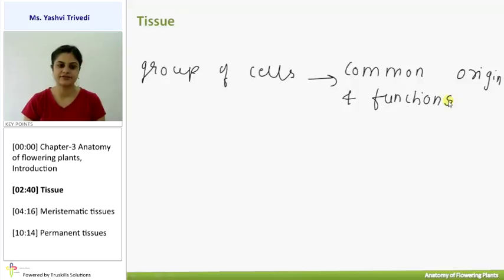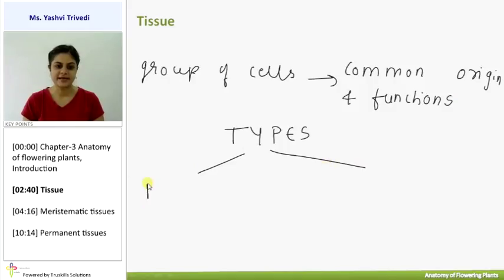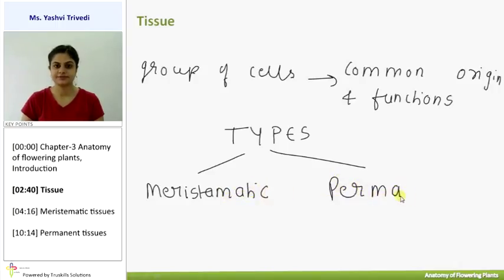Usually tissues are of 2 main types. One is meristematic tissue and another is permanent tissue. Let us see what the different types of tissues are.